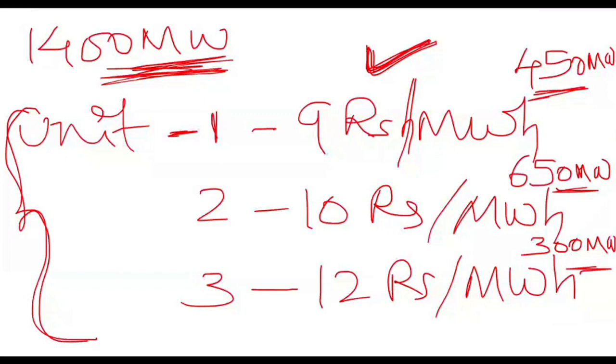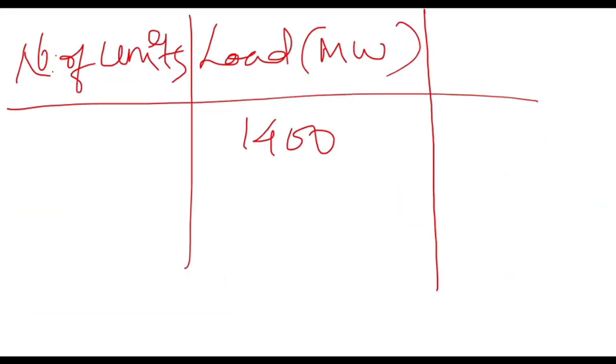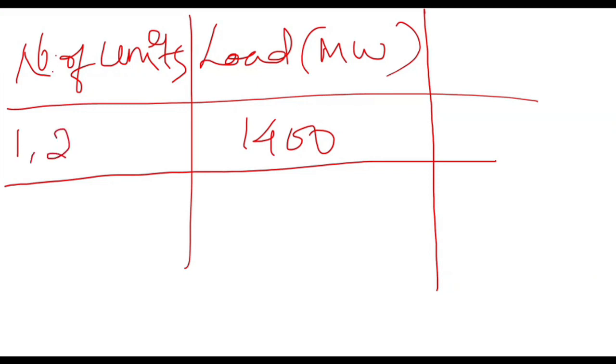So if you add the maximum generation of all three units, 450 plus 650 is 1100, plus 300 is 1400, right? So in order to meet this 1400 megawatt load, unit 1 should be committed, unit 2 should be committed, and unit 3 should be committed. So all three units should be turned on.